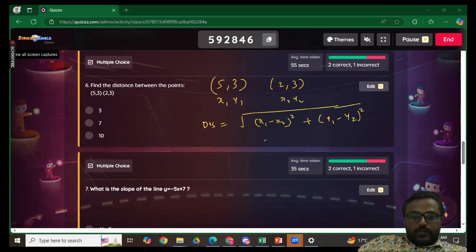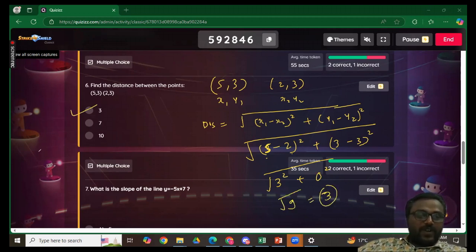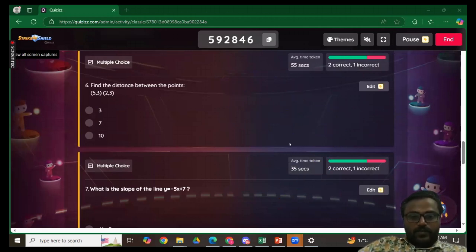So x1 is nothing but 3. Sorry, x1 is nothing but 5. x2 is 2, so (5 minus 2) whole squared, plus y1 is 3 minus 3 whole squared, all under the root. What does this equal to? 5 minus 2 is 3, squared, plus 0 squared. So what do we have? This equals the square root of 9, which is 3. So option 1 is correct for question number 6. Let's move on to the next question.